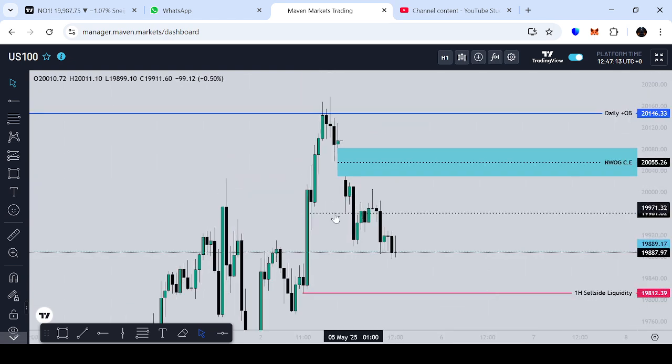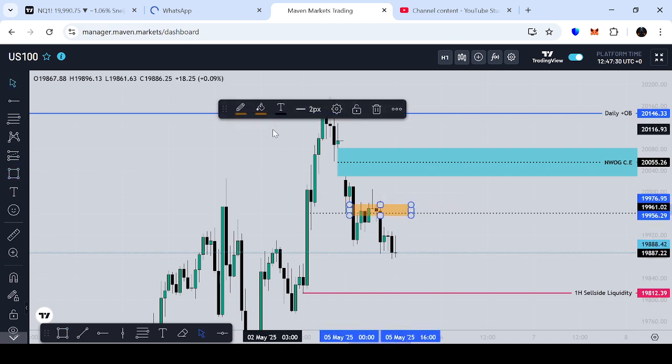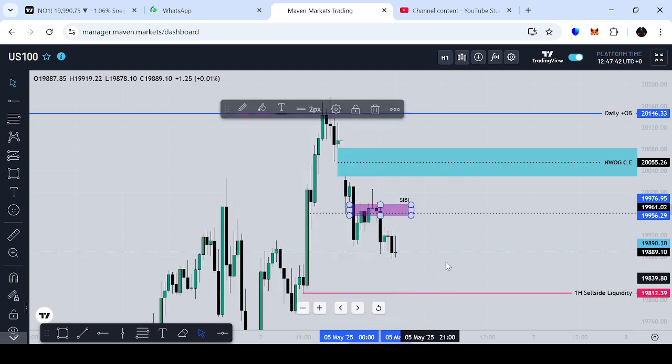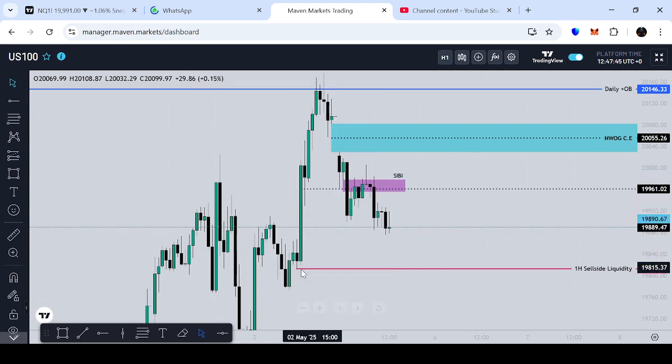This is the best ICT 2022 model. After a break of structure, wait for a fair value gap. If there is a fair value gap, wait for price to trade inside it. That's a fair value gap there. That is CB. Sell side imbalance, buy side inefficiency. They have a low here. That is a sell side liquidity.